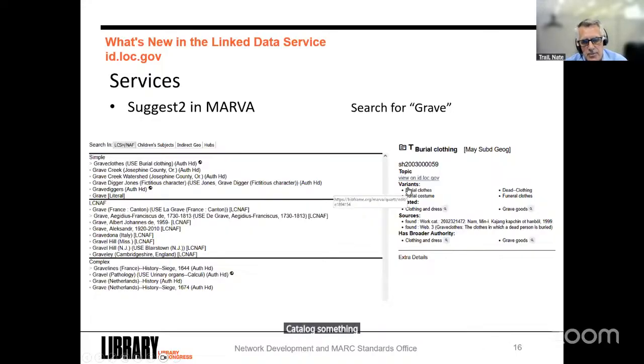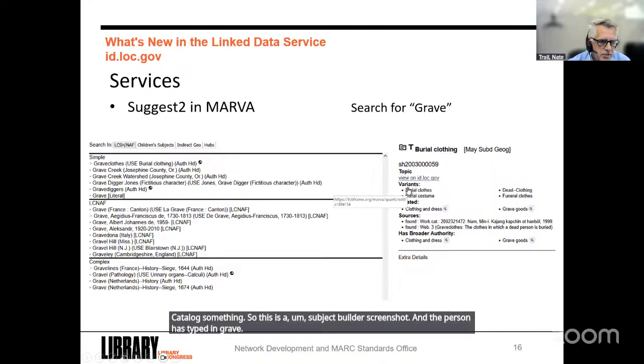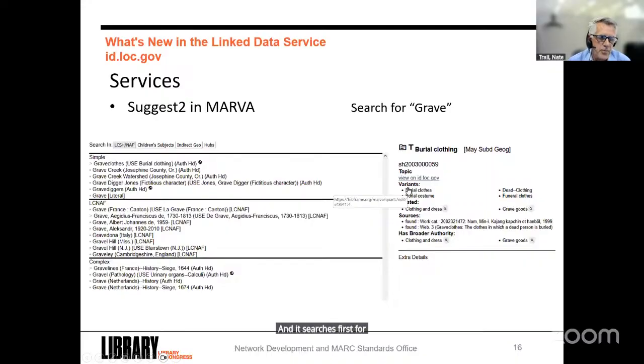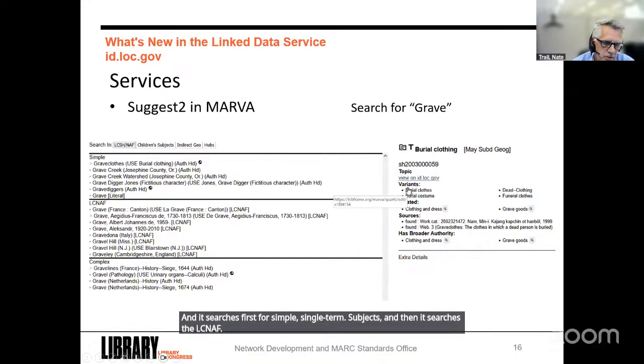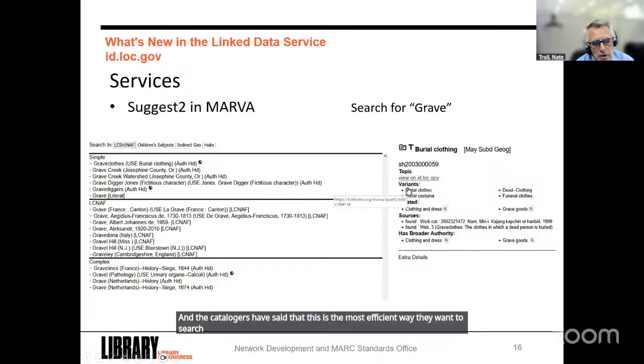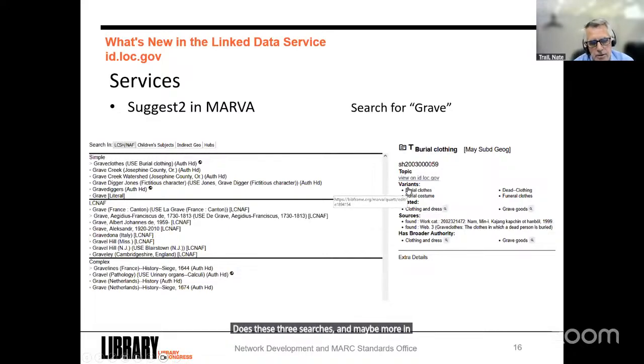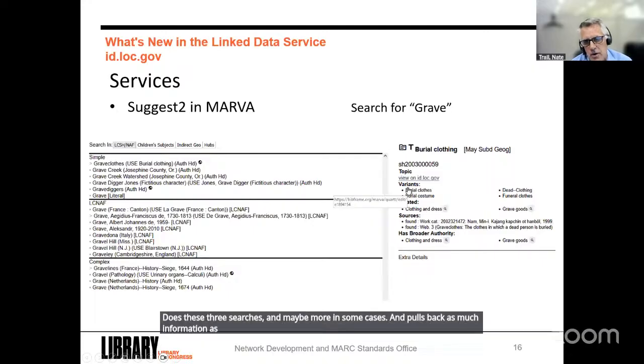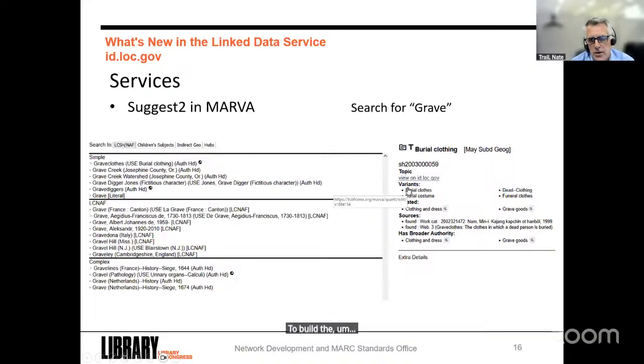So this is a subject builder screenshot, and the person has typed in grave, and it searches first for simple single term subjects, and then it searches the LC-NAF for names, and then it goes back and searches more complex subjects with multiple terms. And the catalogers have said that this is the most efficient way they want to search. So when you start typing, it does these 3 searches and maybe more in some cases, and pulls back as much information as I was saying before to build the panel you see on the right.